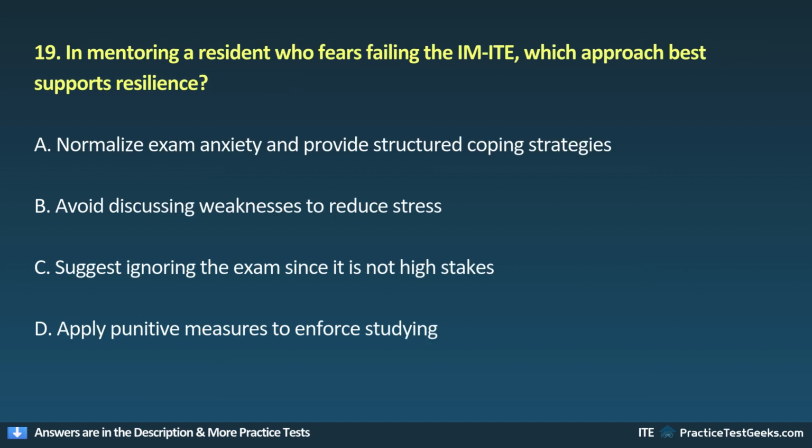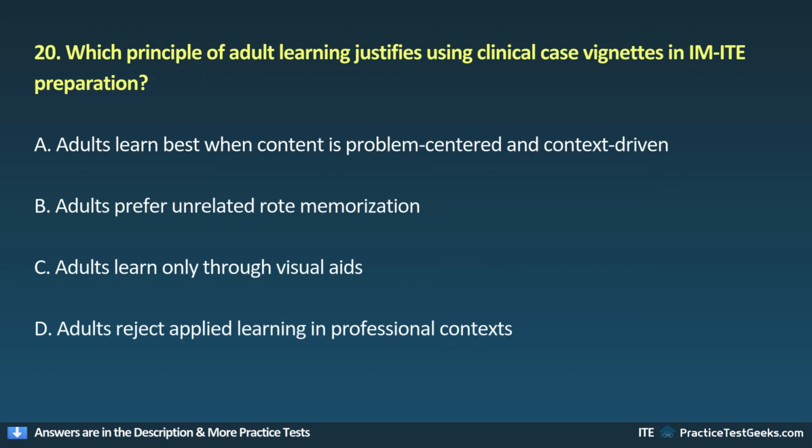19. In mentoring a resident who fears failing the ITE, which approach best supports resilience? A. Normalize exam anxiety and provide structured coping strategies. B. Avoid discussing weaknesses to reduce stress. C. Suggest ignoring the exam since it is not high stakes. D. Apply punitive measures to enforce studying.